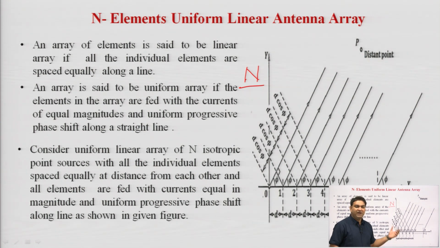Here we have considered a uniform linear array of n isotropic point sources with all the individual elements spaced equally at the same distance from each other, and all the elements are fed with currents equal in magnitude and a uniform progressive phase shift along the line, as shown in the given figure. This is an example of a uniform linear array.